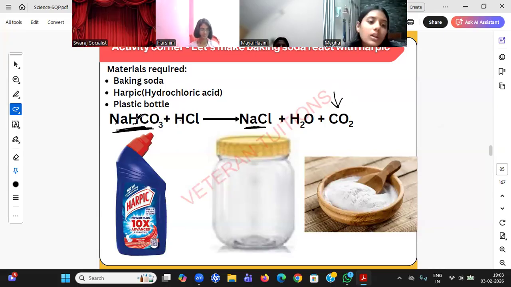It's a base here, student. It's not a pure base, it's a metal carbonate. So whenever somebody asks, if I mix baking soda and Harpic, what will happen? You should write this: baking soda, NaHCO3, Harpic, HCl. Obviously CO2 gas will be coming here.